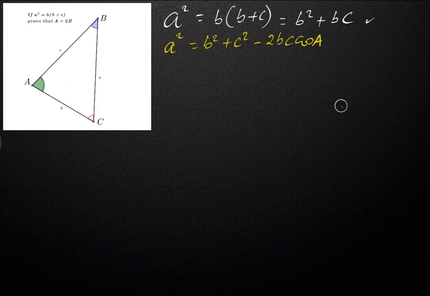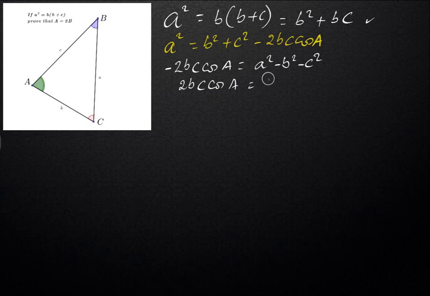So we are going to use that one, and we are going to substitute a squared by its value, and we can pull out that minus 2bc cosine A is equal to a squared minus b squared minus c squared, and multiply by negative 1, we get 2bc cosine A is equal to b squared plus c squared minus a squared, and definitely we get cosine A, the angle, is equal to b squared plus c squared minus a squared, all over quantity 2 times bc.